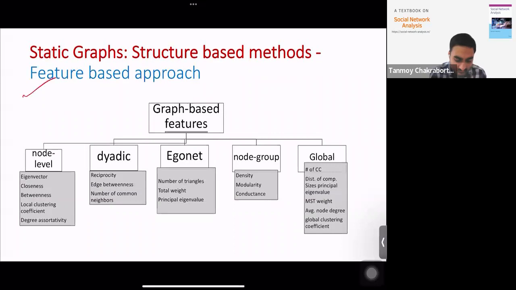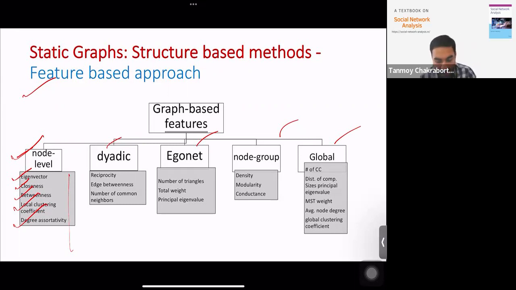Okay, so feature-based approach. People generally took into account these 5 sets of features. The first set is called node level features, where people look at eigenvector centrality, closeness centrality, betweenness centrality, and this is node-centric anomaly detection. You have a node and you detect whether this is anomalous or not. Then betweenness centrality, local clustering coefficient, and degree associativity. All these metrics we discussed in the previous lectures. Node-centric features are important.